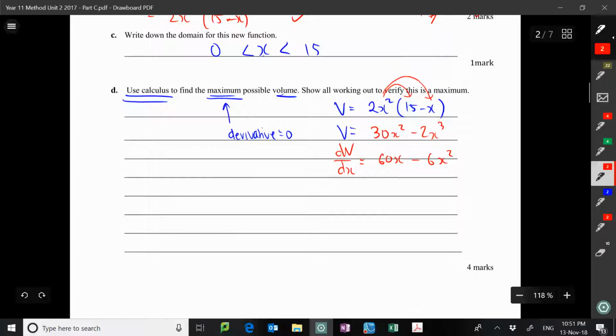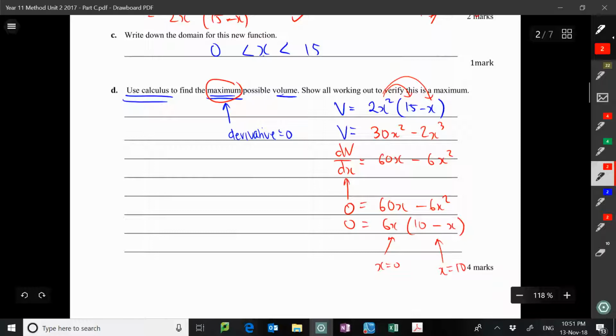But what am I trying to find? I want to find maximum volume. Maximum volume occurs when the derivative equals 0. So here we go, 60x minus 6x squared. Factorize it, take out, don't move it across. Always factorize to solve, yeah? So we got a factor of 6, and you've got a factor of x, so there's 6x, factorize it, that becomes what? 10 minus x. So if you solve it now, x is equal to 0 or x equals 10, okay?